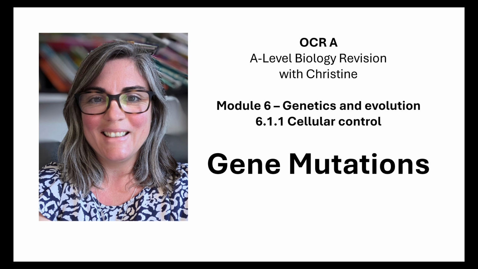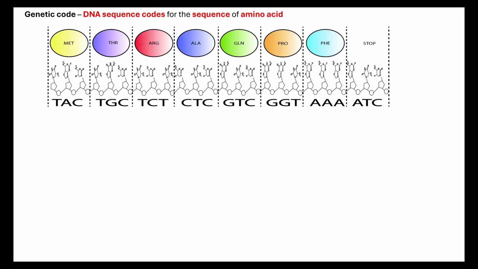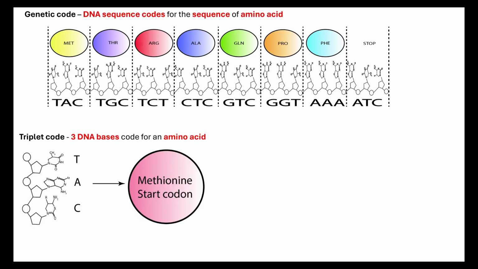So today's lesson I want to look at Module 6 and specifically gene mutation. So before we get started, let's just take a step back and remind ourselves about the genetic code. So the genetic code is our DNA sequence, which is going to code for this sequence of amino acids. So we have to remind ourselves that we have what's known as a triplet code. So we have 3 DNA bases that code for an amino acid.